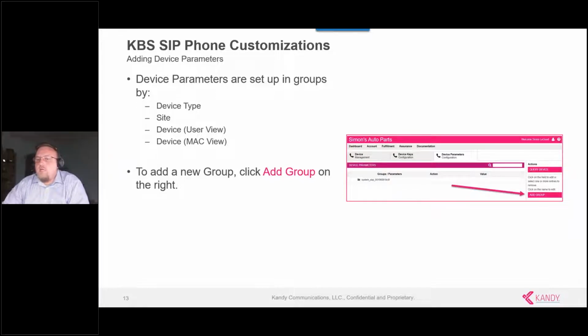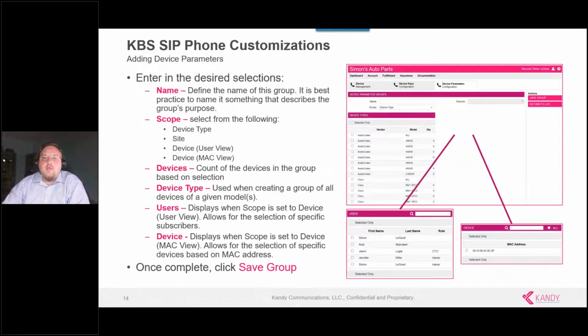You can also set parameters based on sites. So if I wanted one site to have a parameter that's slightly different than another site, I can set them up on that level. I can also set them up based on specific users or even specific MAC addresses as I see fit. To add a new group in the system, over on the right-hand side, click on Add Group. That is going to take you into a screen that looks like this.